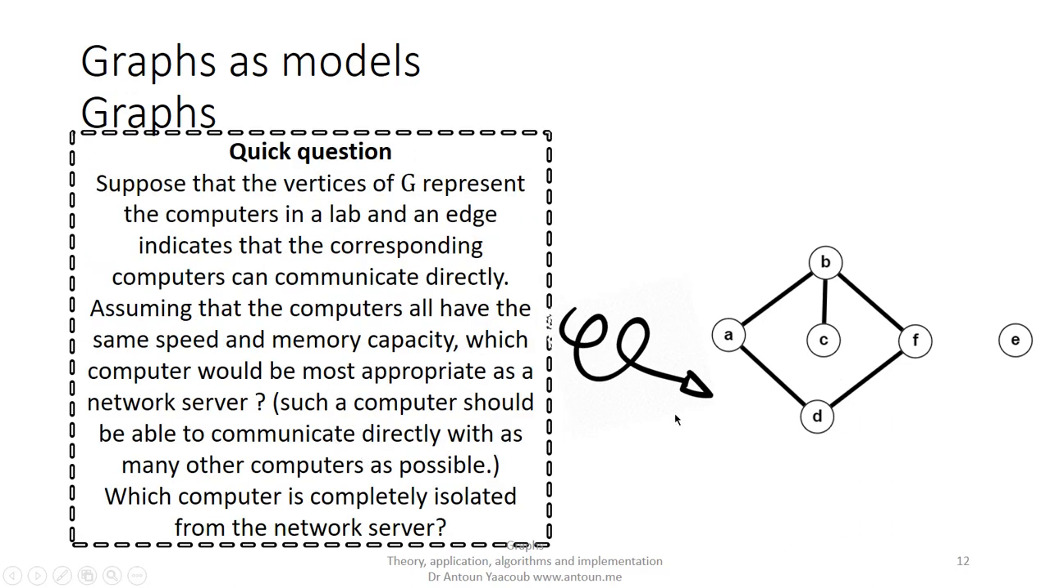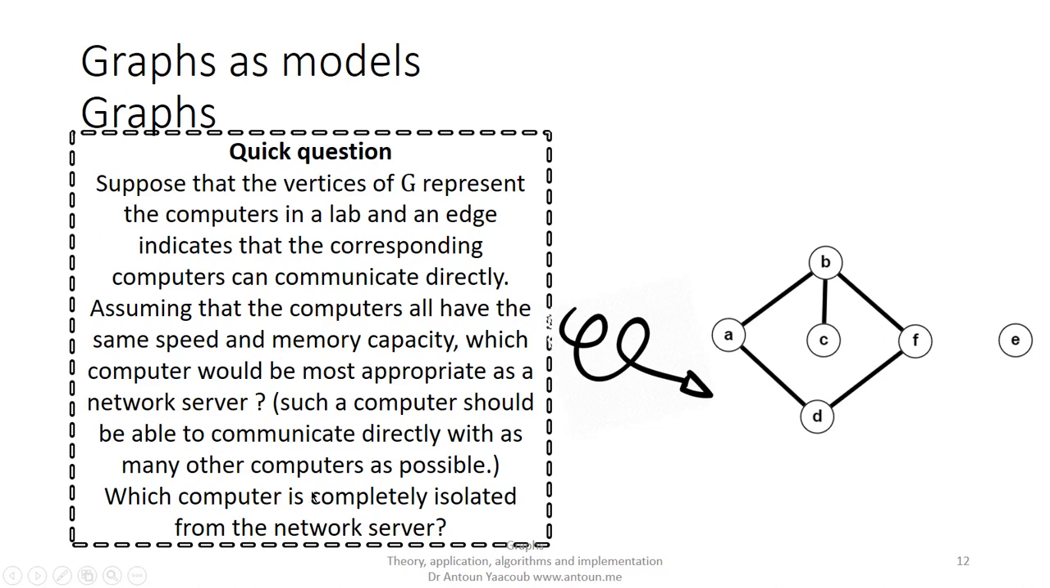Let's also consider the same graph, and here we suppose that the vertices of G represent the computers in the lab, and an edge indicates that the corresponding computers can communicate directly. So we have a direct connection, as if we have a cable between both PCs. Assuming that the computers all have the same speed and memory capacity, which computer would be the most appropriate as a network server? Such a computer should be able to communicate directly with as many other computers as possible. Obviously the answer here is also B, because B has the largest degree, so it can connect directly to many other vertices or PCs.